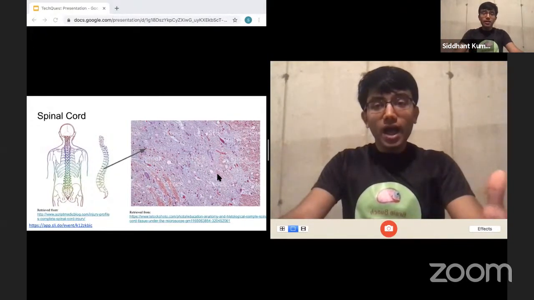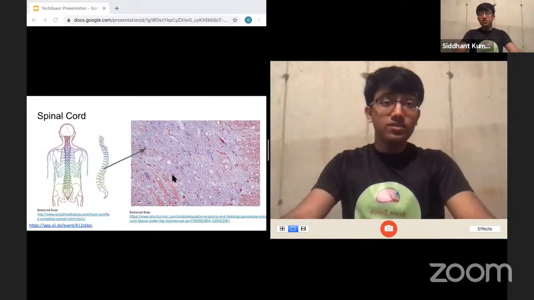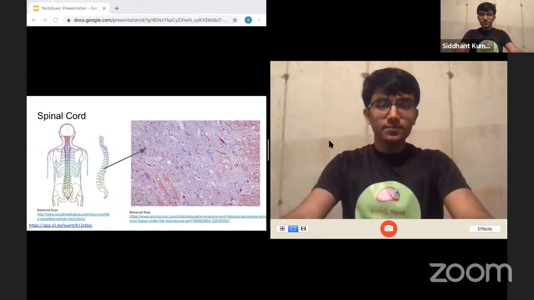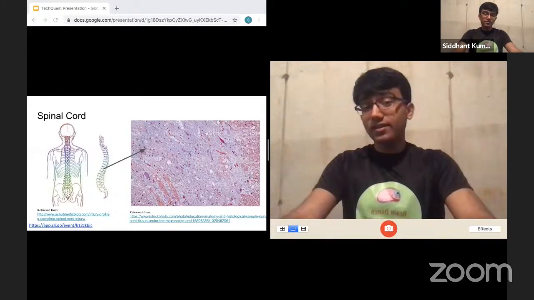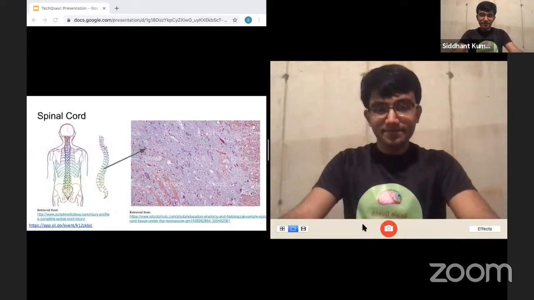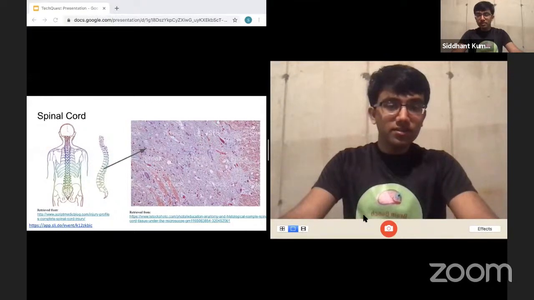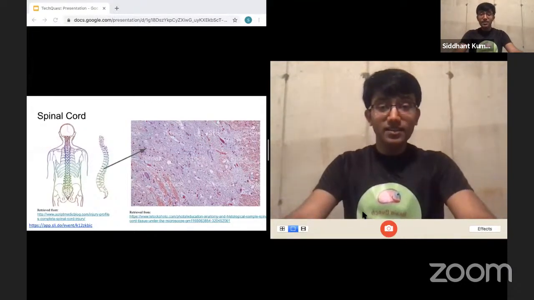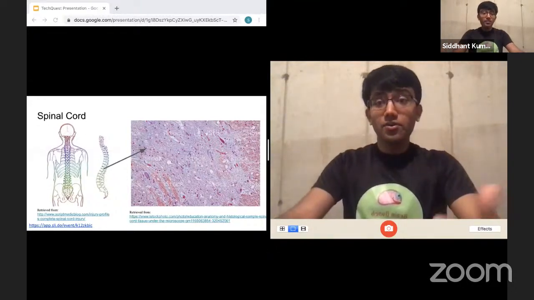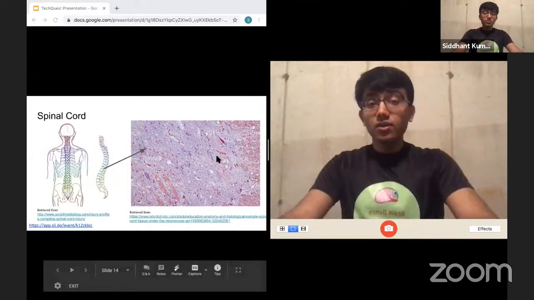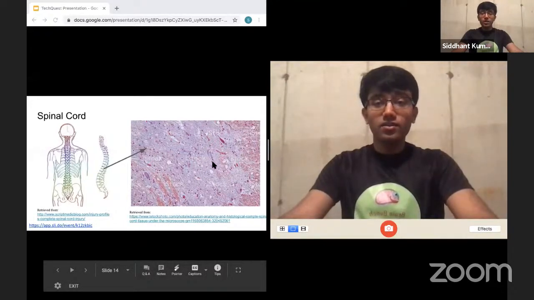What would happen if the spinal cord was damaged? The highway of nerves. I really like that term. It sends commands from the brain. You get paralyzed. Exactly. We won't be able to walk. We won't be able to move. We undergo paralysis. So this is what the spinal cord looks like under the microscope.